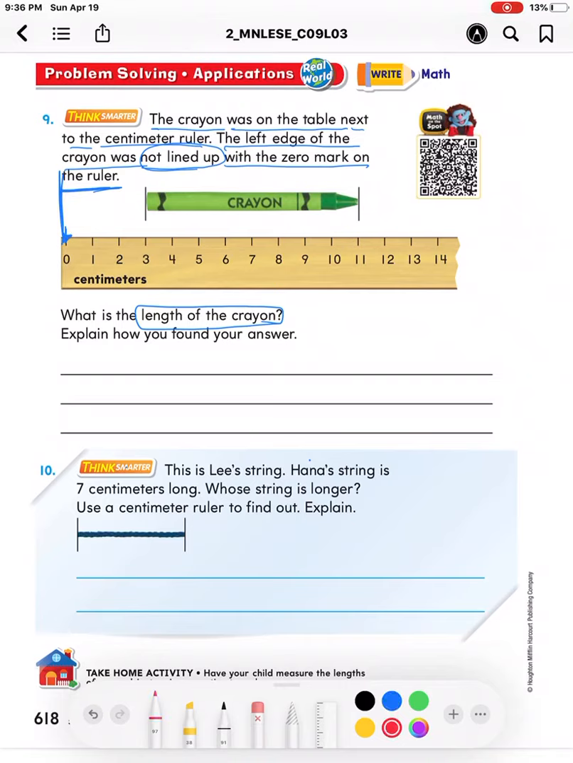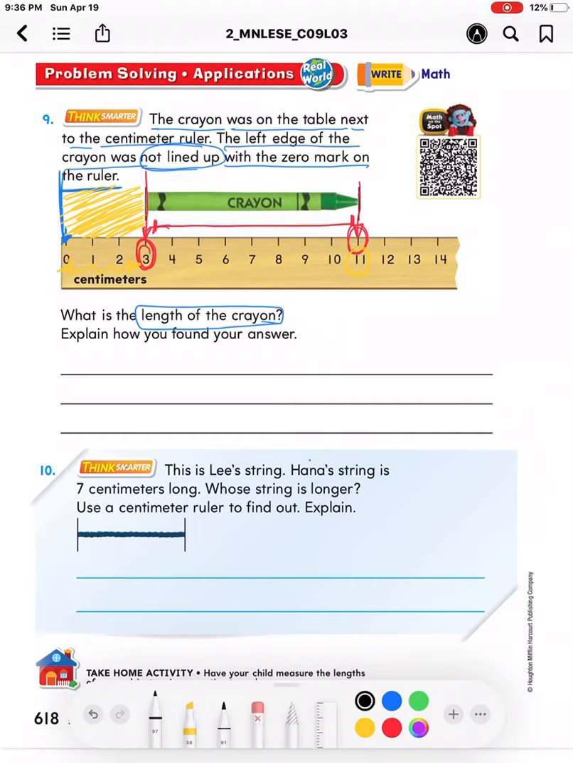But how is it lined up? It is lined up with number 3, and it ends at number 11. So if I want to know the length, if I want to know this part, of course it's not 11, because we have here a missing part. All of this is a missing part. It's about 3 centimeters right here, which are not included in the crayon. So I cannot say that this is 11.